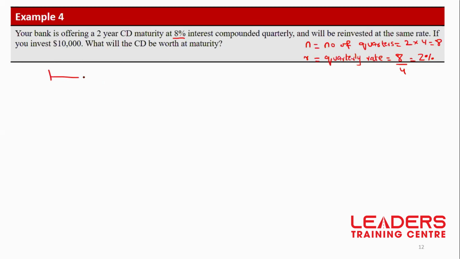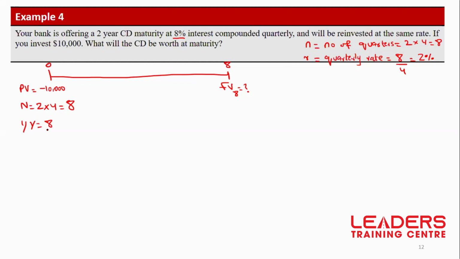If you're drawing the timeline, here is how it will be. At time 0, we are investing $10,000, which would generally be our present value. And we want to find the future value by the end of the 8th quarter. That is what we are actually looking at. And in this case, as we said, N was 2 times 4, which will be 8. We will input 8 in our calculator. Interest rate, as we said, will be 8 divided by 4. We will input 2% in our calculator. Payment, as before, we will keep it 0.